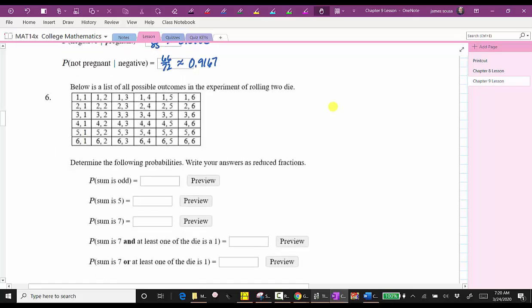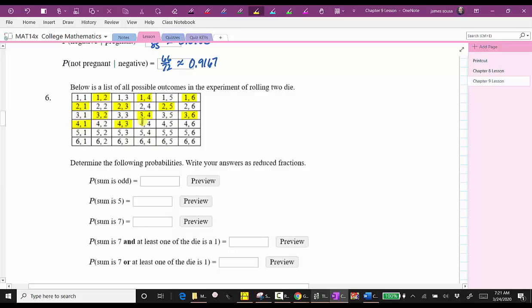For number 6, below is a list of all the possible outcomes in the experiment of rolling 2 die. So the first number is the first roll, the second number is the second roll. We first want to find the probability the sum is odd. Remember, odd numbers are numbers like 1, 3, 5, 7, 9, 11, and so on. It should make sense half the sums will be odd and half will be even. But let's go ahead and highlight the odd sums. We have a sum of 3, 5, 7, 3, 5, 7, 5, 7, 9, and so on.